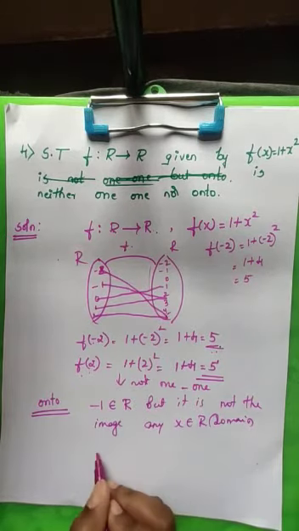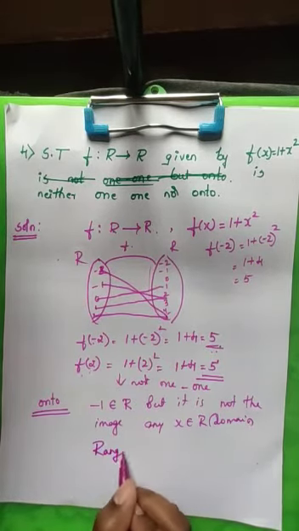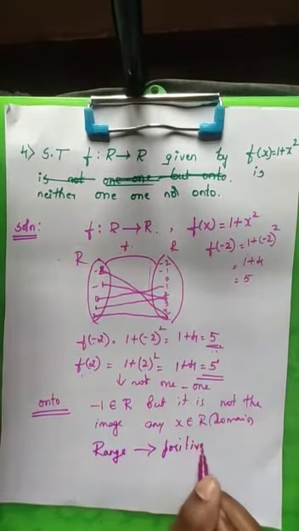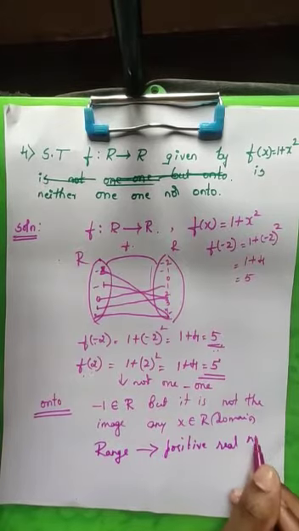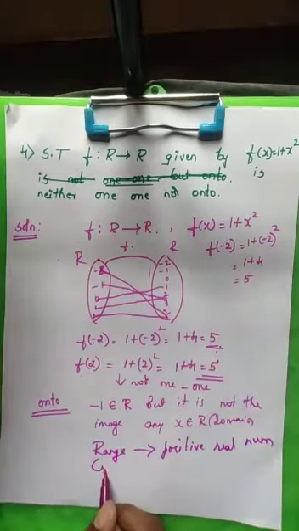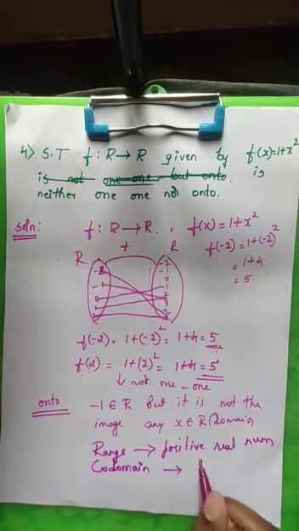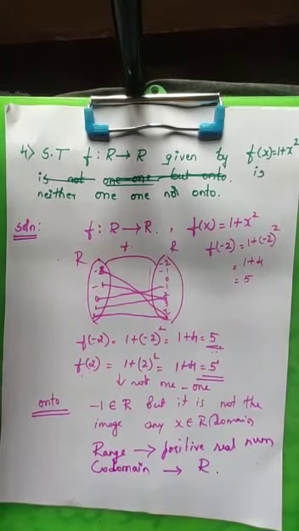So in general we can write, what is the range over here? The range is nothing but the positive real numbers. We'll get the range as positive real numbers. But what is our codomain? The codomain is the set of real numbers. Is the set of positive real numbers equal to the set of real numbers? No. So this particular function is not onto.